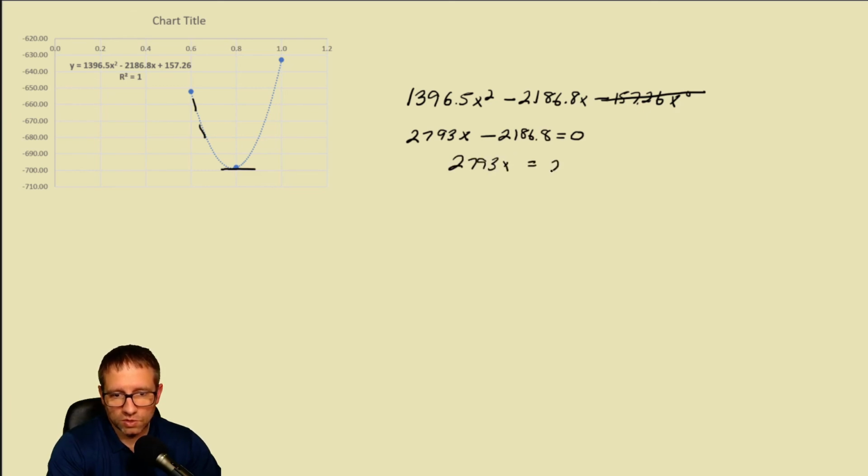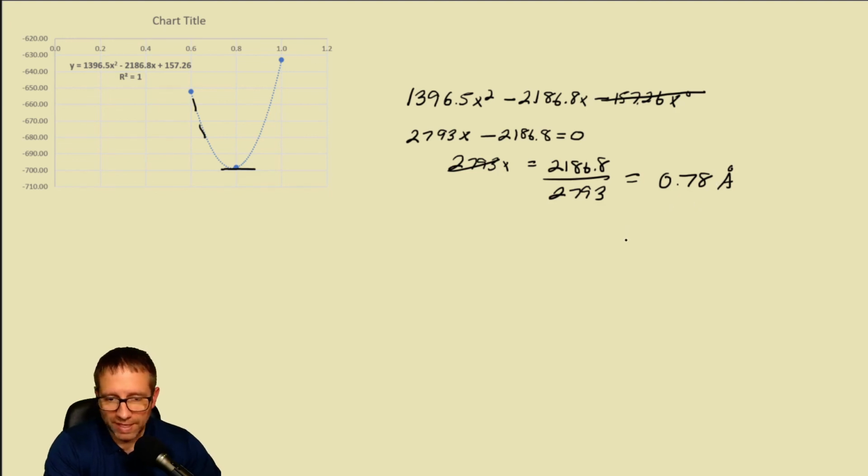2793x equals 2186.8. And of course, then you divide. And so my x is going to be equal to 0.78. And we know our units is angstroms. And if you remember, if you look back at the curve that we had earlier, the closest data point we had was 0.8 angstroms. So our data point wasn't exactly at the minimum.